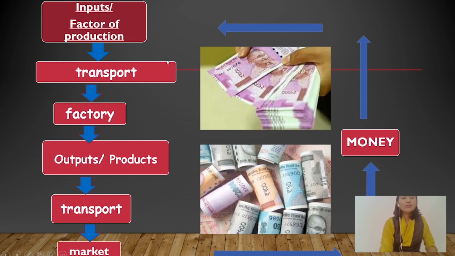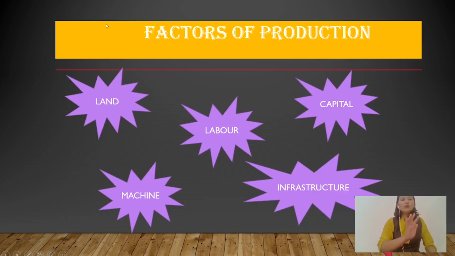Not only do we need raw material to make goods, we also need land on which we have to set up the industry or factory. And we need labor to make the goods. And we also need money, capital. And we also need other facilities, infrastructure. And we also need machines. In order to buy all this, we need money, right?